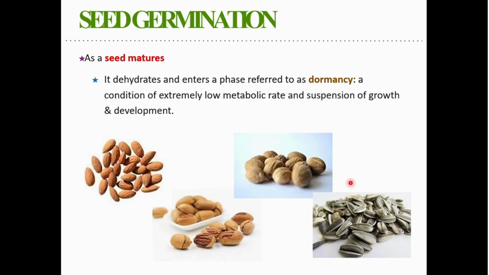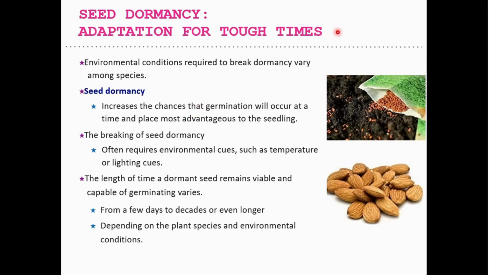For seed germination, as the seed matures, it dehydrates and enters a phase called dormancy. This is a condition of extremely low metabolic rate and suspension of growth and development. So it stops growing and developing and has an extremely low metabolic rate. Seed dormancy is an adaptation for tough times. The environmental conditions required to break dormancy vary among species.